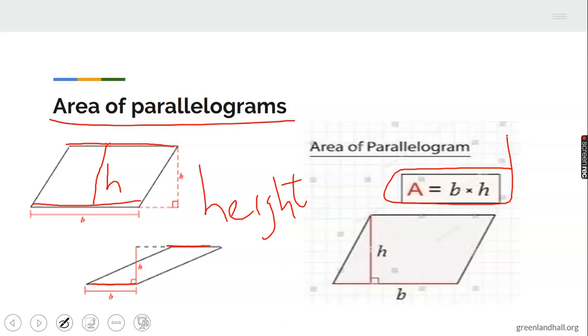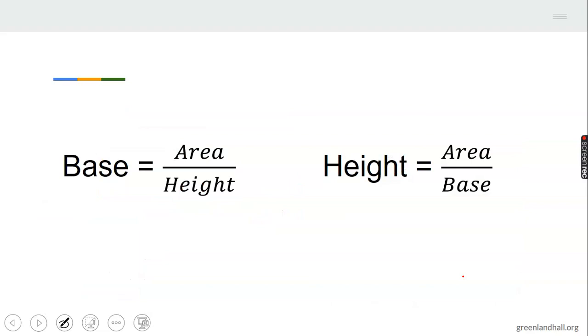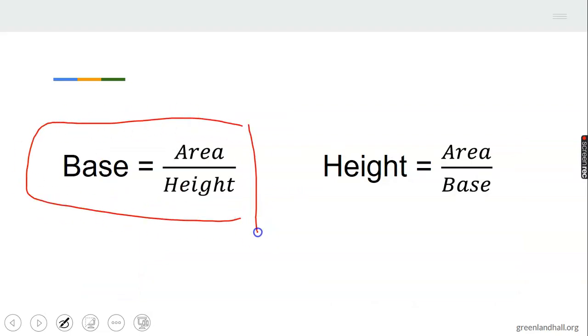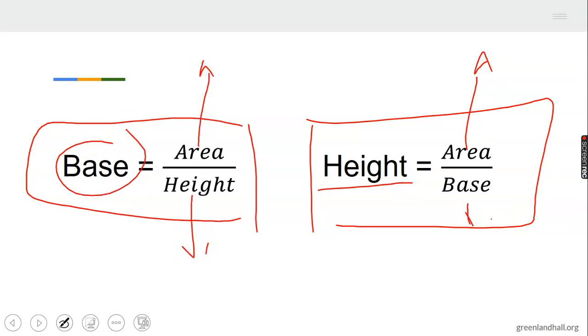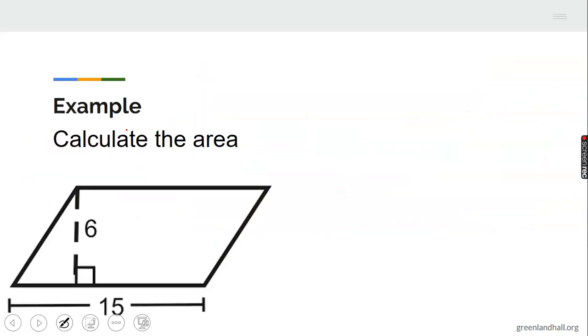And this is the formula to calculate our parallelogram. The area of parallelogram, A equals base times height, where h is the height and b is the what? Base. And this is the formula to calculate our height and base respectively. When you are given the area and the base, you calculate for your height. When you are given the area and the height, you calculate your base. This is the formula we are going to be using now.